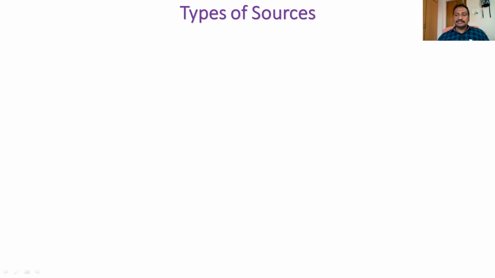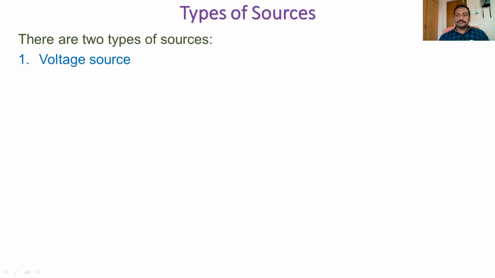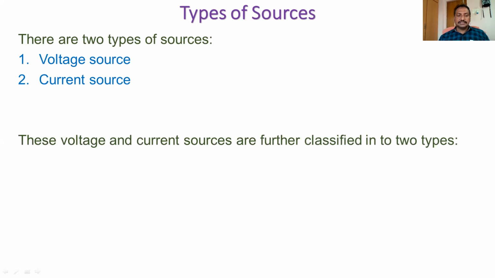Sources are examples of these active elements. There are two types of sources available in nature: voltage source as well as current source. Again, these voltage and current sources are classified based on their behavior into two types: number one is independent source, number two is dependent source. So let us talk about what is the voltage source, what is the current source, and what is the dependent source.